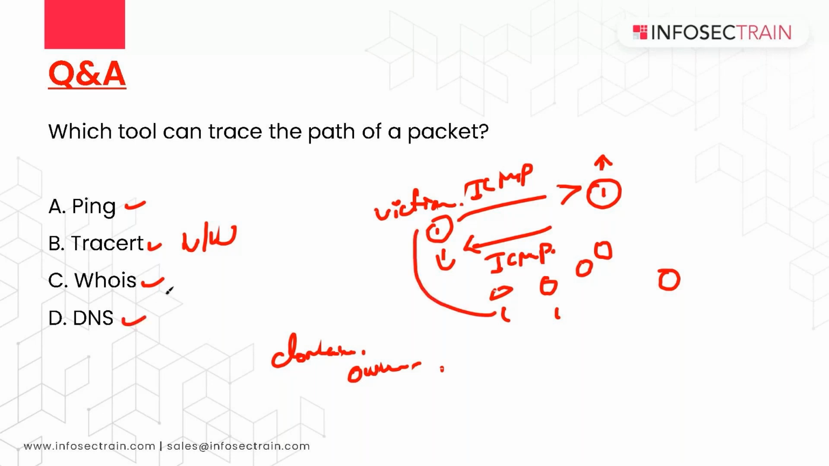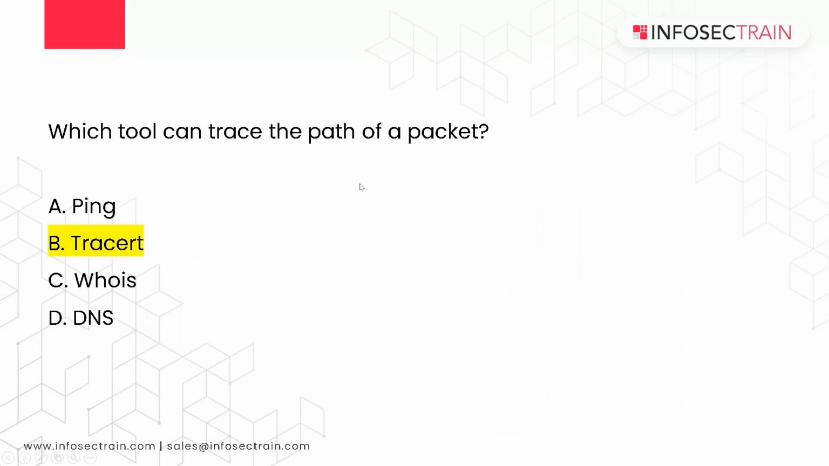Then we have DNS. This DNS is going to translate our domain name into the IP address and vice versa. So it is not tracing the path of our packets. So the correct answer is tracert.